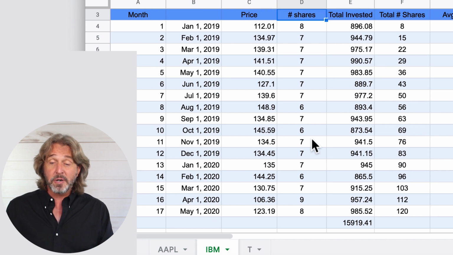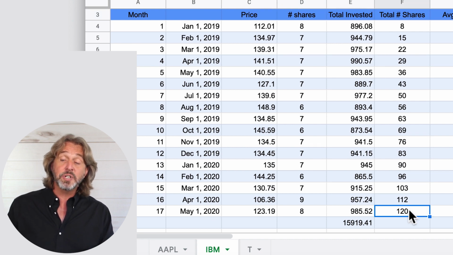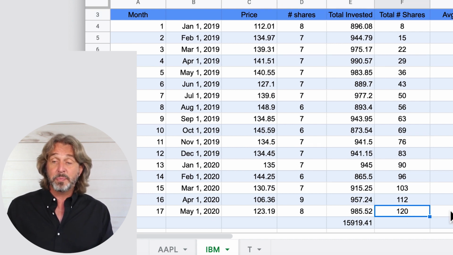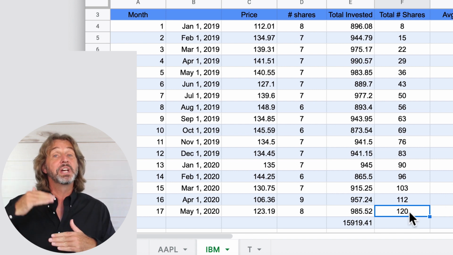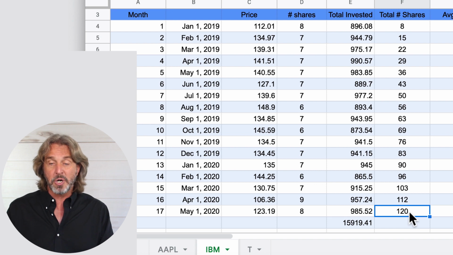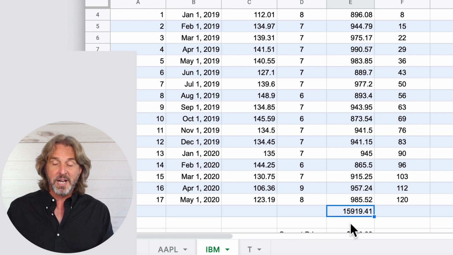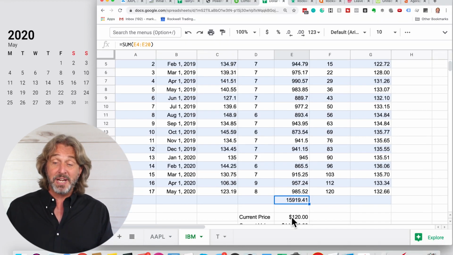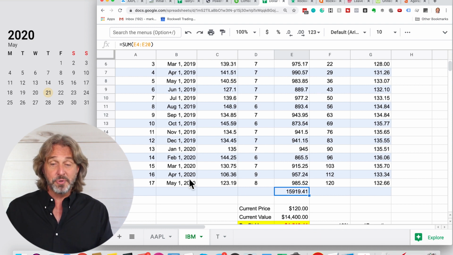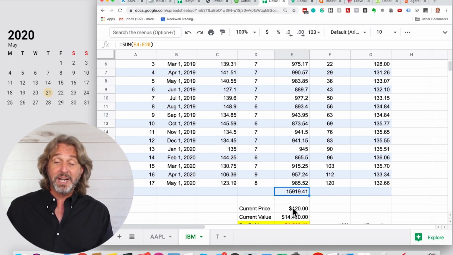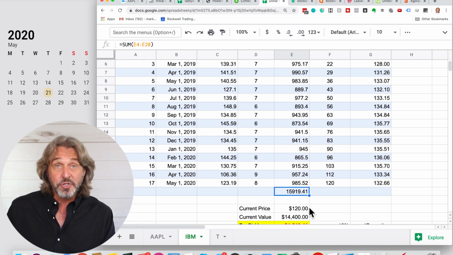So after a year, we would have accumulated 120 shares with an average price of $132. That is the idea of dollar cost averaging, right? That your average price for these 120 changes every month as you're buying more stocks. So we would have invested around $16,000, as you can see here. So $15,919. Now, as of today, May 21st, 2020, the current price of IBM is $120.